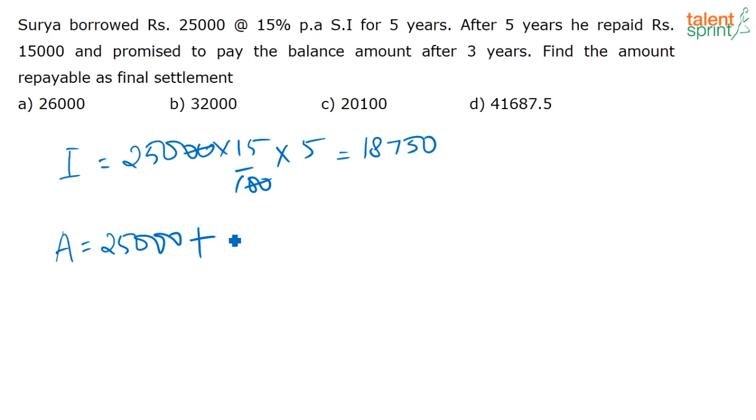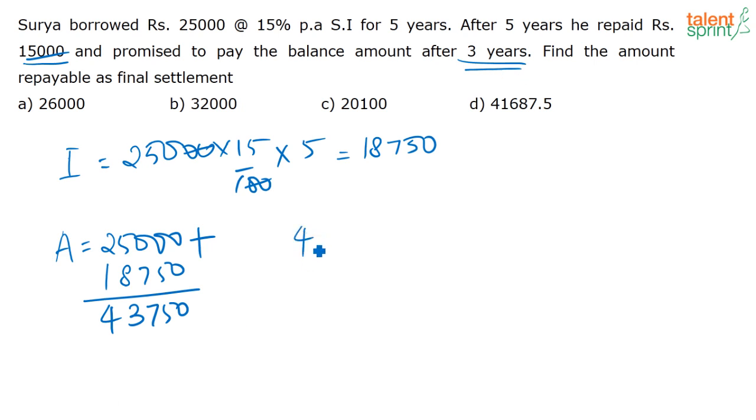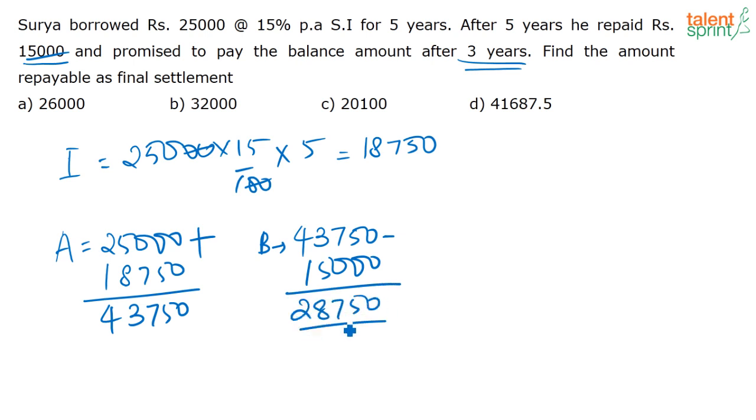So at the end of the 5 years, the amount that Surya will have to pay is 25,000 plus 18750, or that is equal to 43750. Now out of this 43750, he has given only 15,000 and he says the balance amount I will give you after 3 years. So what is the balance amount that he has to give? 43750 minus the 15,000 that he paid. So he has to repay 28750 rupees.